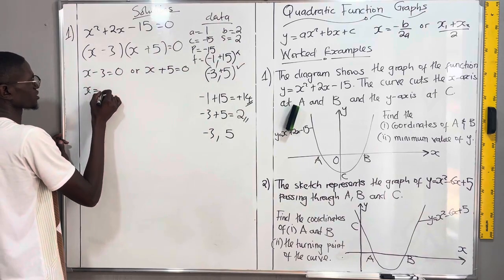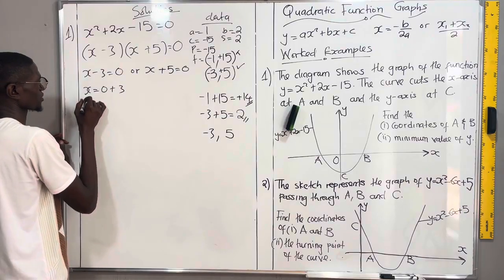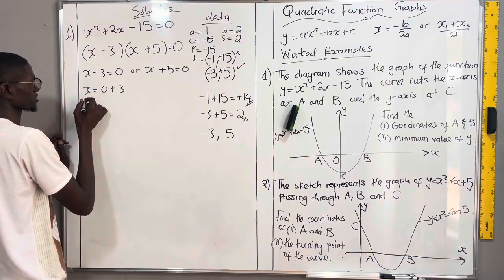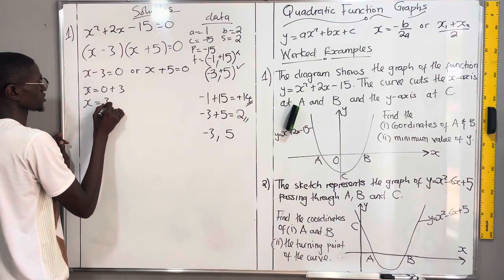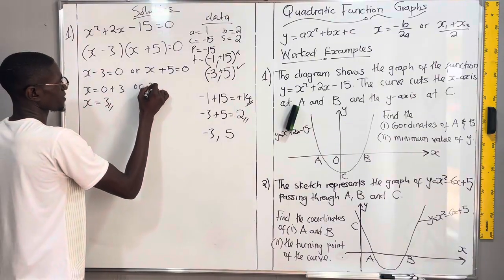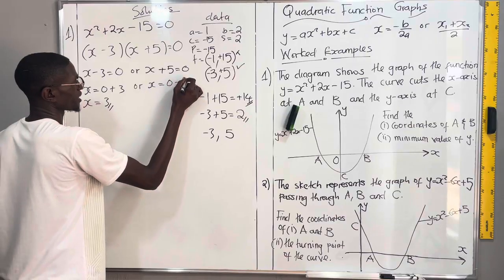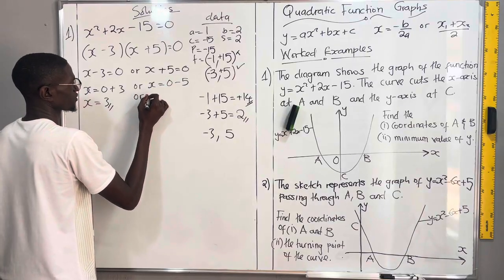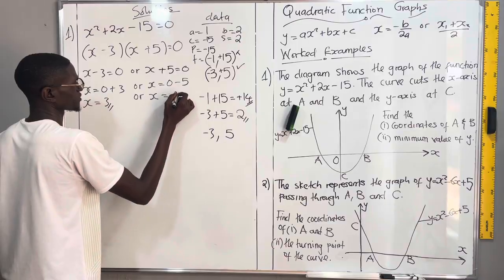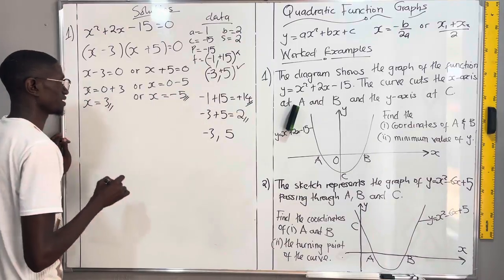So x is going to be equal to 0 plus 3. When this negative 3 crosses, it becomes positive. X is equal to positive 3. Or x is equal to 0 minus 5. When the positive 5 crosses, it becomes a negative. And then we're going to have negative 5.